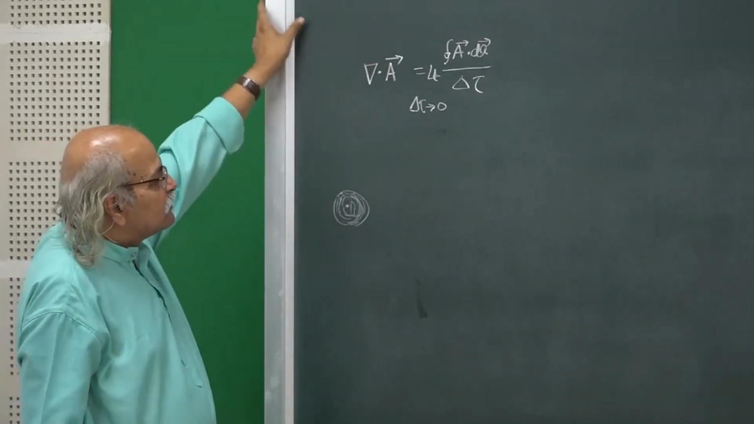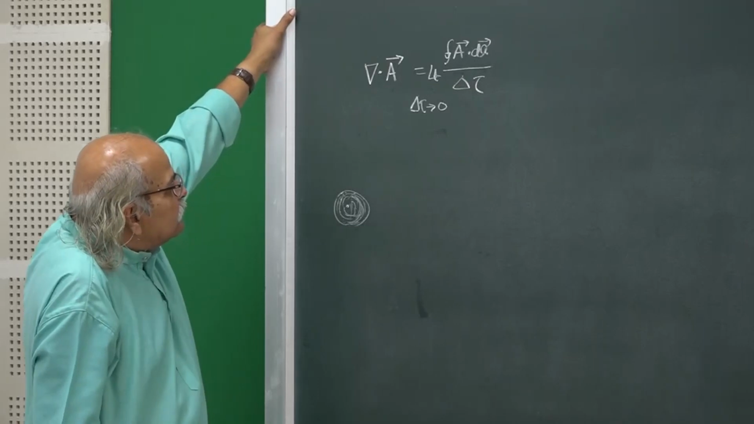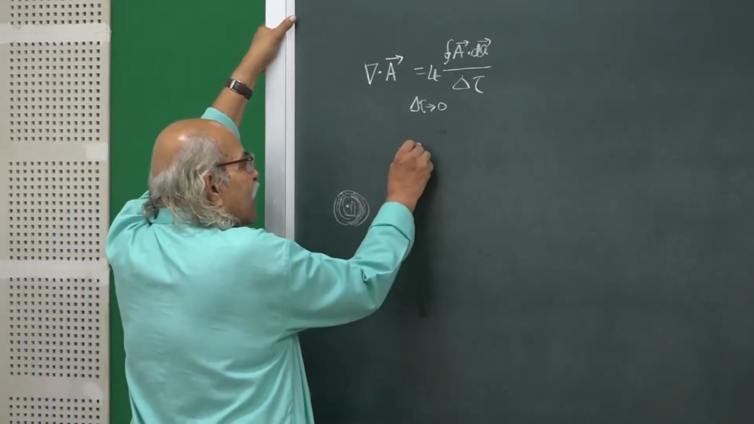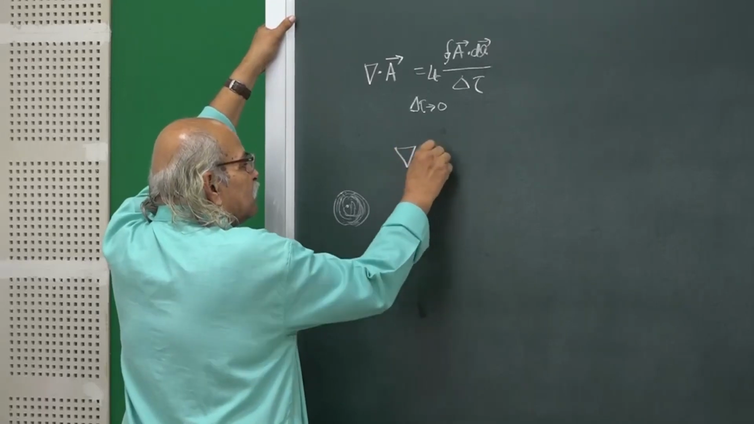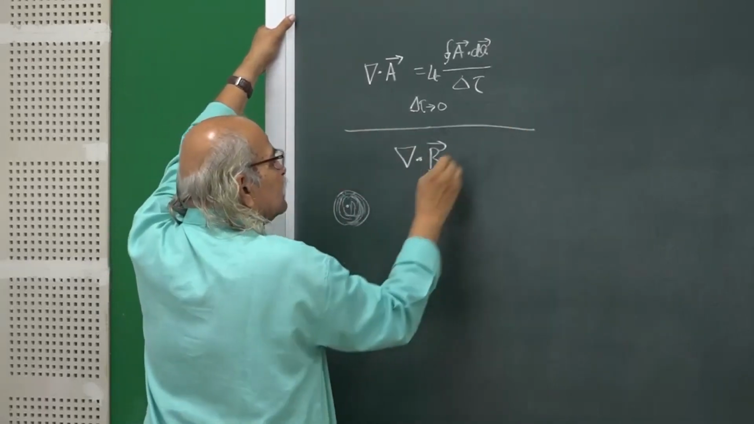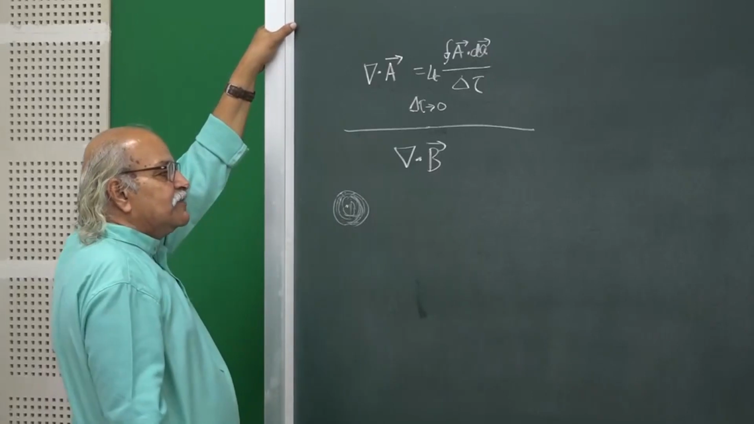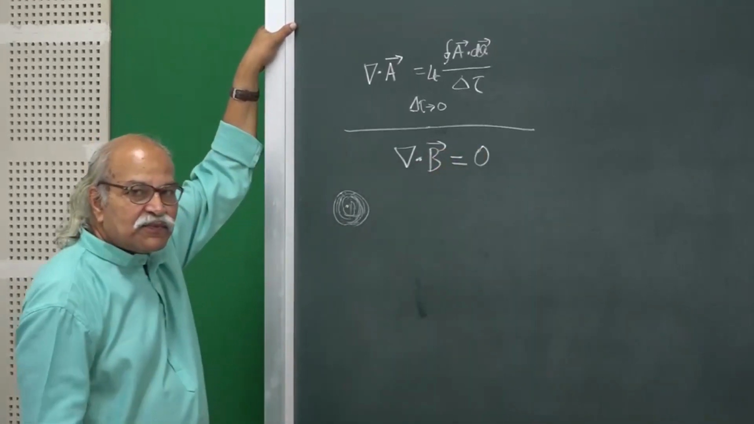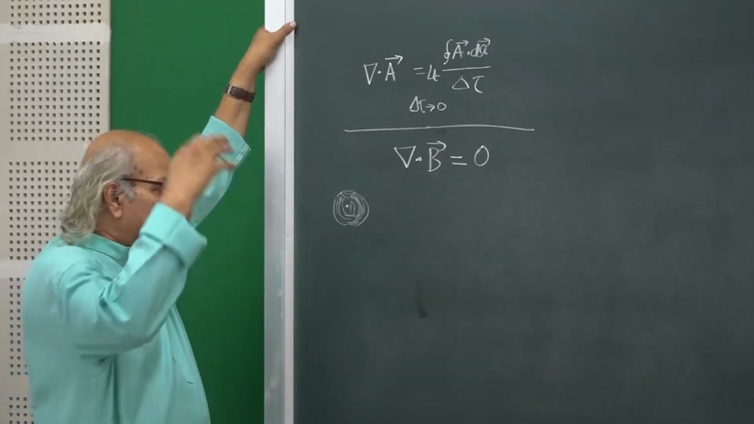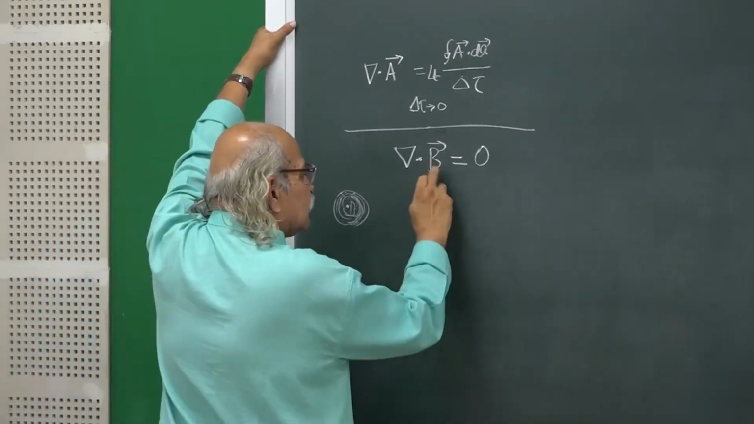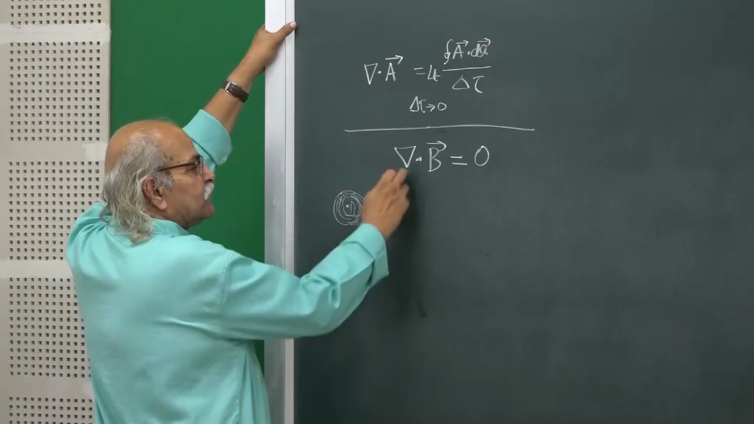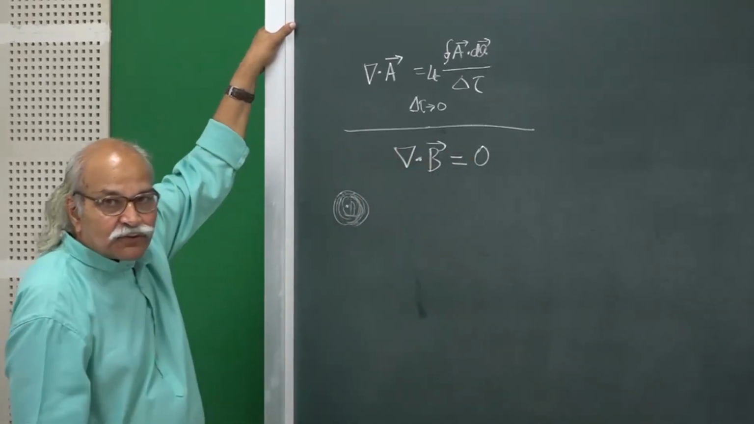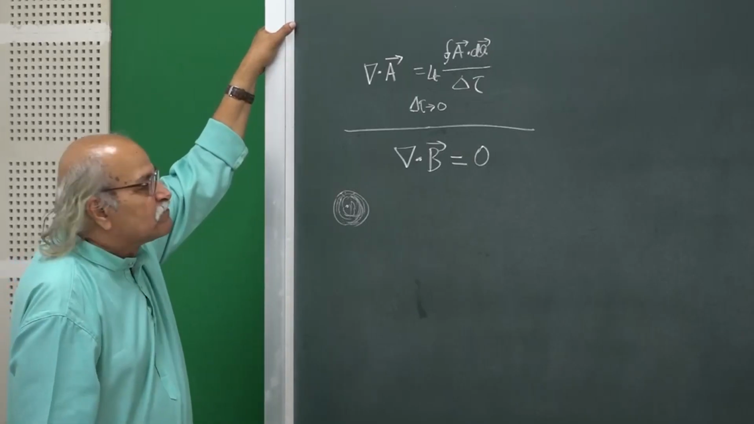So, this was our definition, and we told that if our vector field is the magnetic field, then the divergence turns out to be 0 for all kinds of current distributions, or in whatever way you produce this magnetic field, the divergence at every point will be 0. So, that is the property of a magnetic field.